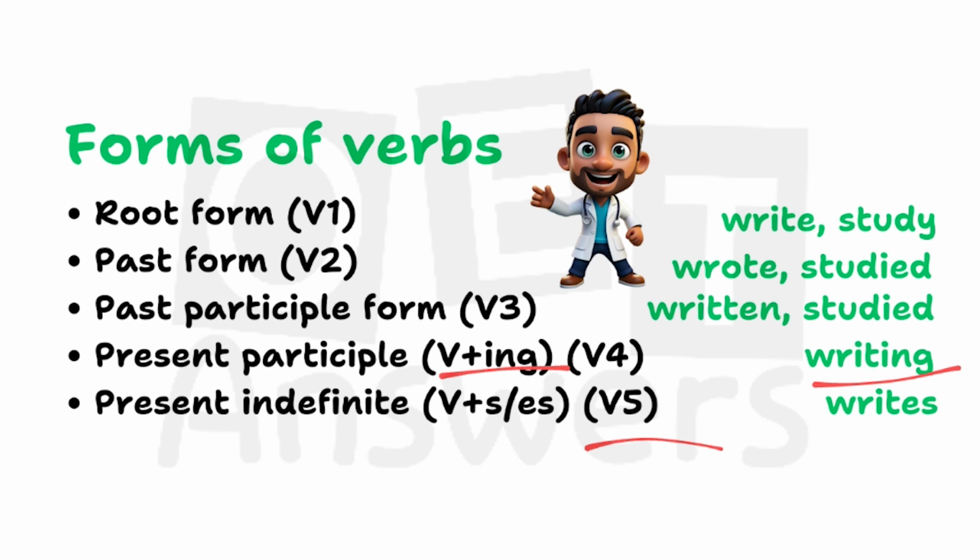Write will become writes. Okay, so with some words you have to use es, and where it is necessary you can use s. So the V5 form means s would come here. So this is the simple present tense. Write, writes; study, studies; go, goes; run, runs. And mostly we use this with third person pronouns. All right.